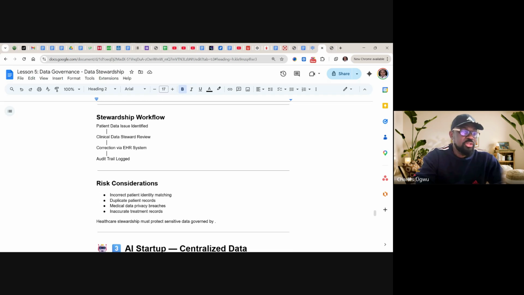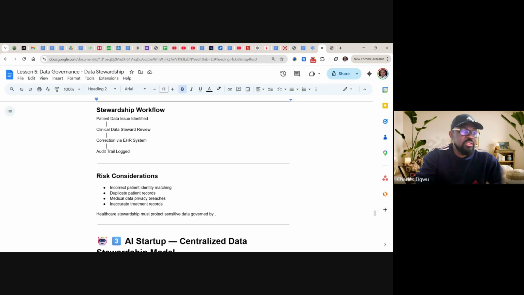Risk consideration: incorrect patient identity matching, duplicate data record, medical data privacy breach, and inaccurate treatment record.